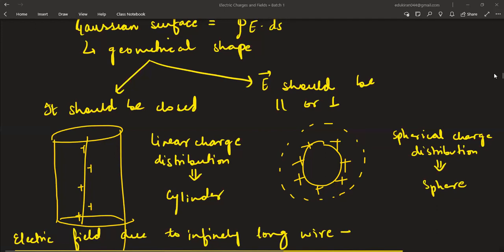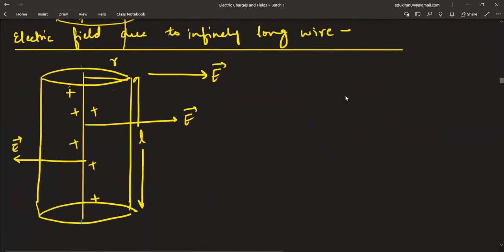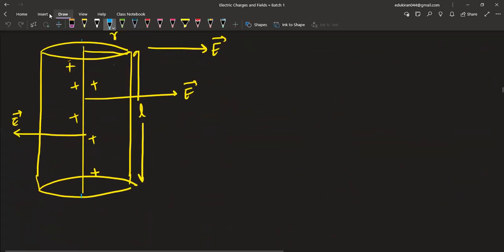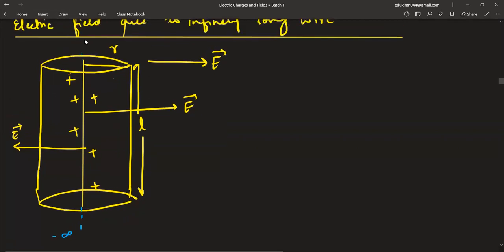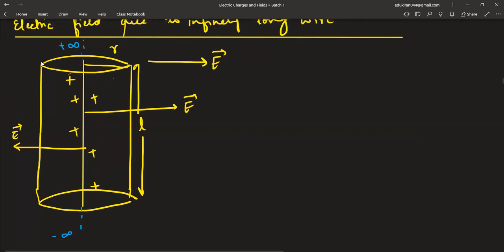Okay. Now see, we have a straight long wire with us. We have to calculate the electric field due to an infinitely long wire. Now, infinitely long wire means what? It means the ends are extending from minus infinity to plus infinity. Both the ends are extending. So infinitely long means you cannot obtain its length. It's not a definite length.